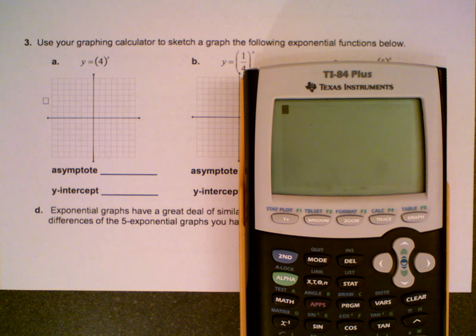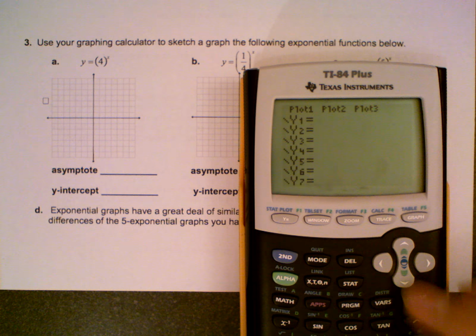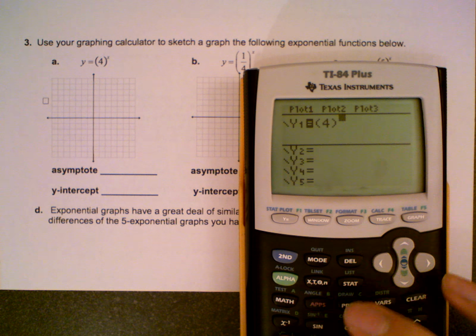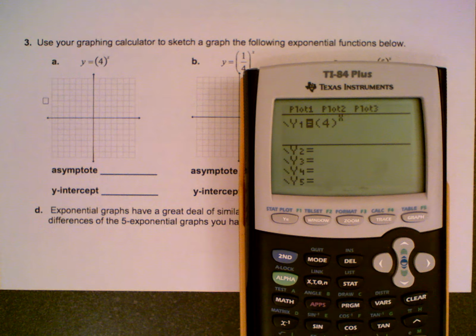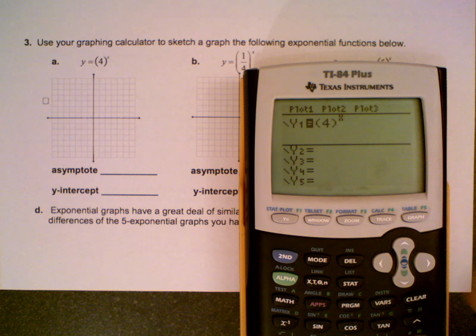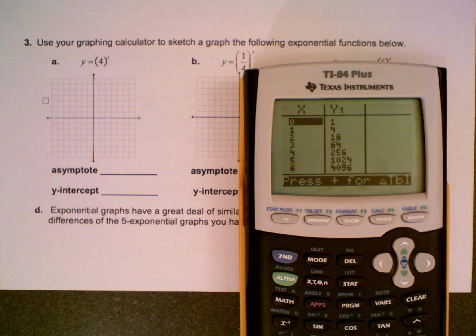So we're going to start with a, which is y equals 4 to the x. So go ahead and plug this into your calculator. Y equals 4 to the x. You can either graph it and take a look at the graph that's being made here, or if you want the exact points, let's go to table and we can get the table points there.